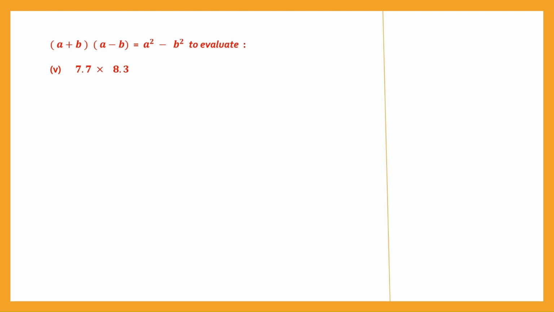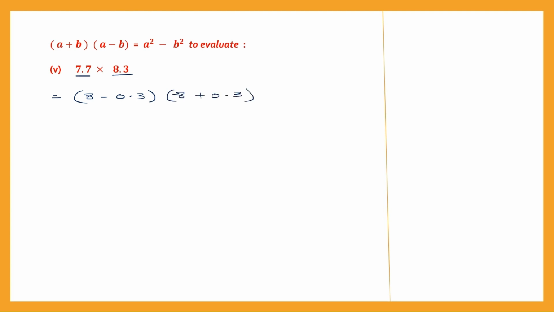Question 5. So here also we have to multiply two decimals using this formula. Now look for the bigger number. The bigger number is 8.3. So make that addition. So 8.3, how do we make it addition? We can say 8 plus 0.3. So this becomes 8 minus 0.3. So let's write that. So this is now 8 minus 0.3, and this will be 8 plus 0.3.